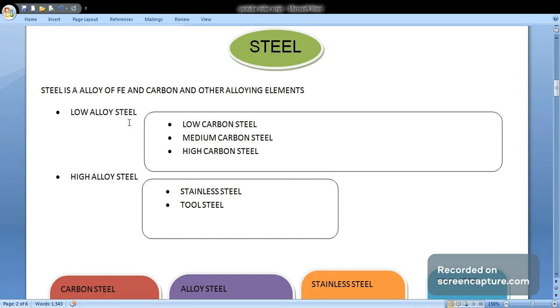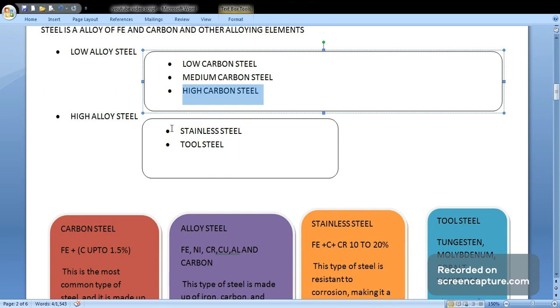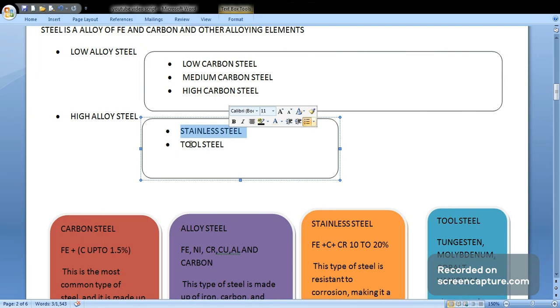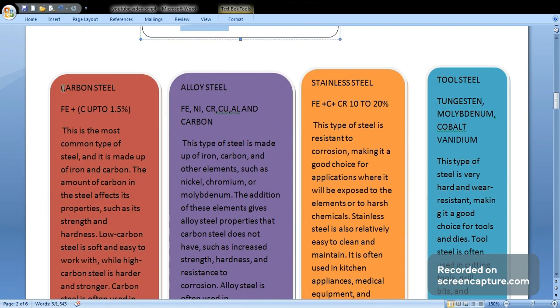Basically, the types of steel are low alloy steel and high alloy steel. In low alloy steel, we can classify steel as low carbon steel, medium carbon steel, and the third is high carbon steel. And in high alloy steel, we can classify as stainless steel and tool steel. So the first one is carbon steel.